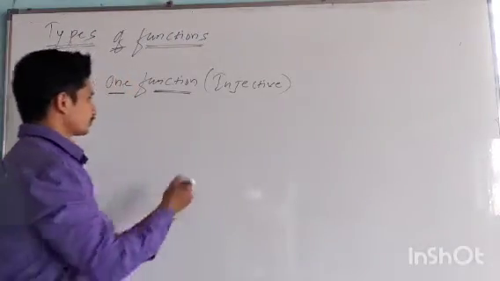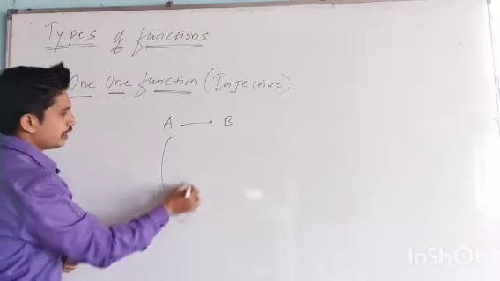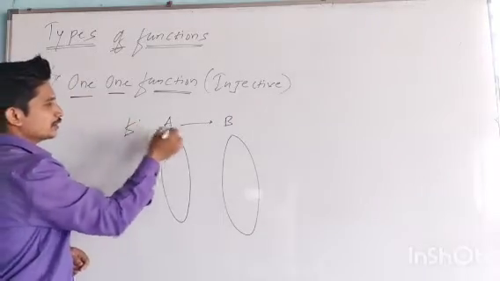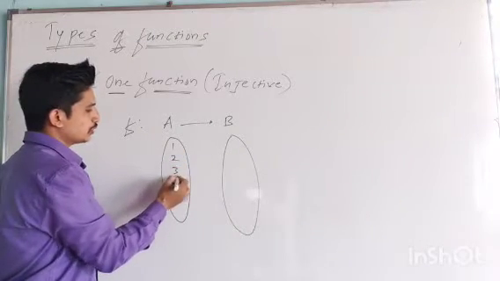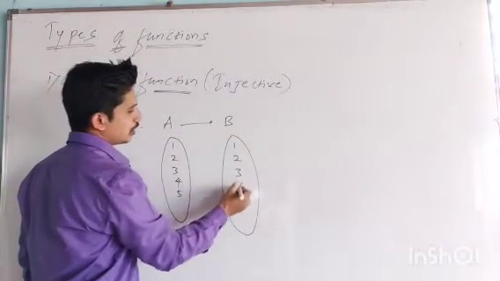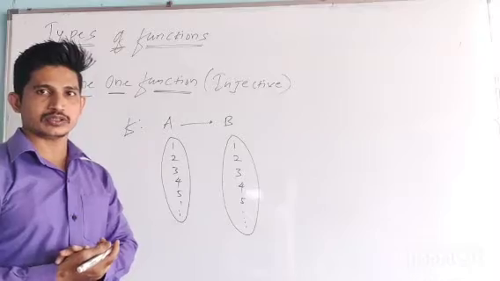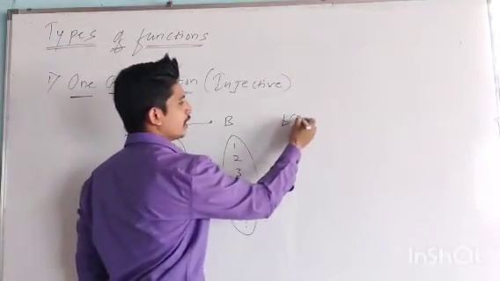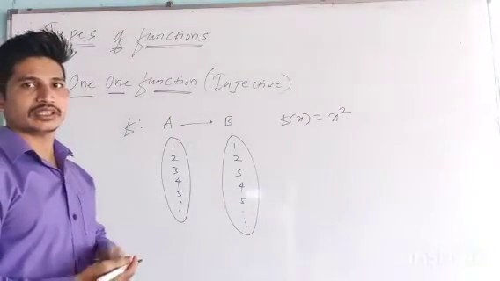Suppose set A is here and set B is there, and we are writing the elements in set A and set B. Suppose this is a function from set A to set B. I'll write the numbers 1, 2, 3, 4, 5 and so on in A, and 1, 2, 3, 4, 5 and so on in B. Now let's write the function. f of x equals x square.